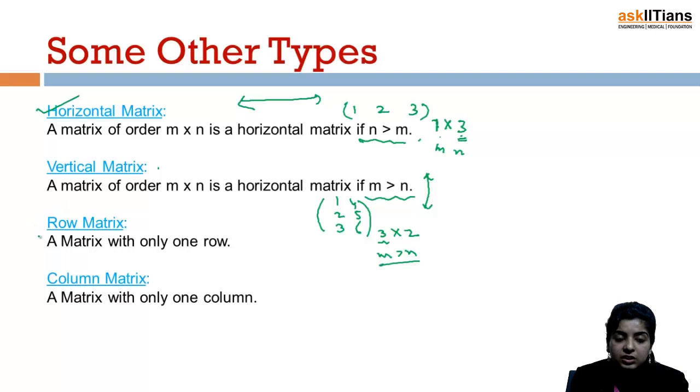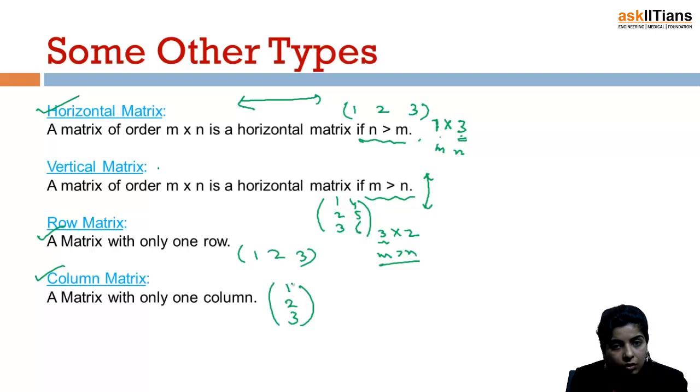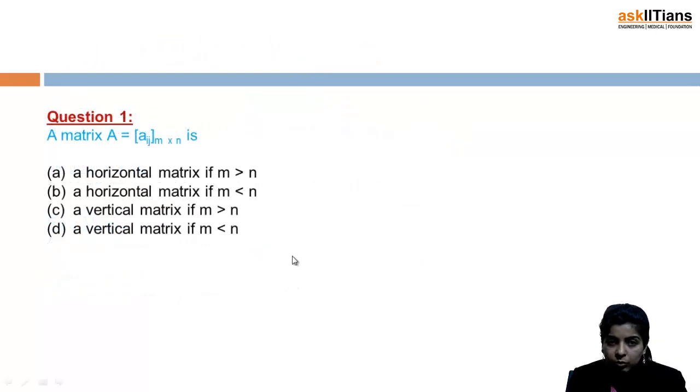Row matrix, a matrix with a single row. Suppose this is a row matrix. Just one row, any number of columns is a row matrix. Similarly, column matrix is the matrix with a single column. This becomes a column matrix. Just one column and any number of rows is a column matrix. Okay. Now we have a question based on these concepts.